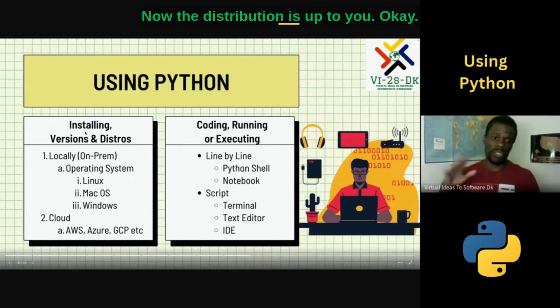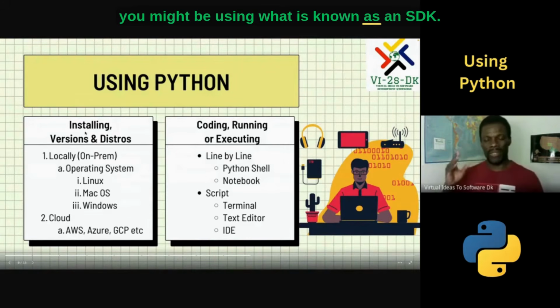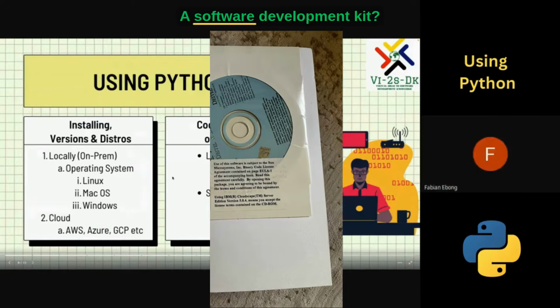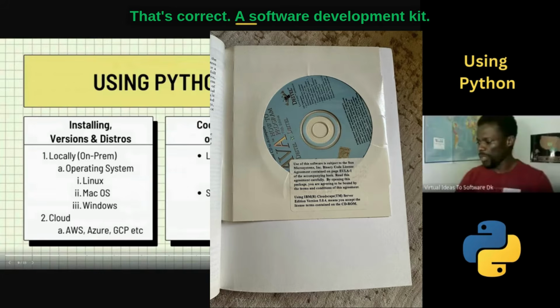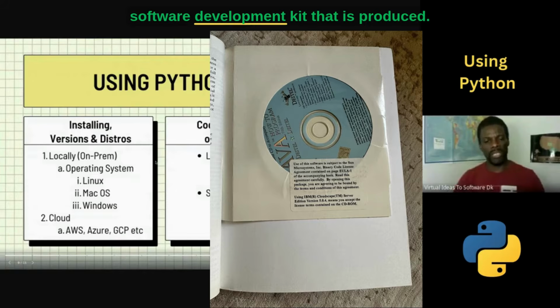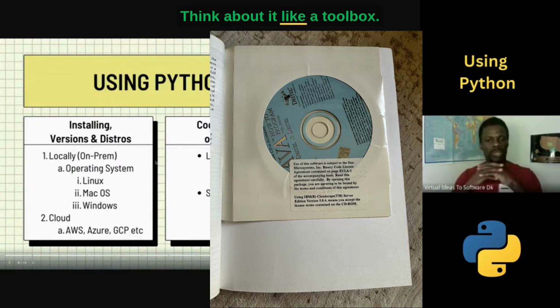Now the distribution is up to you. If you're on the cloud, you might be using what is known as an SDK. Does anybody know what an SDK is? It's software development kit. That's correct. With this distribution, you then have a software development kit that is produced. A software development kit is just a set of tools. Think about it like a toolbox.